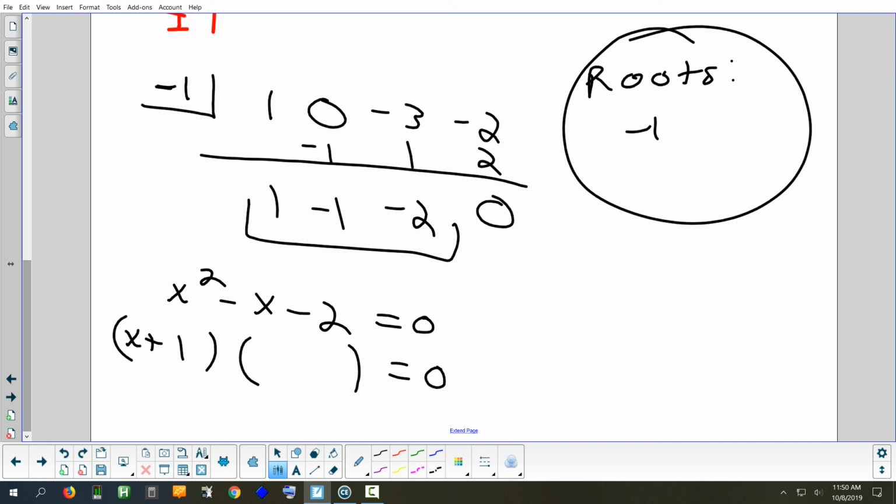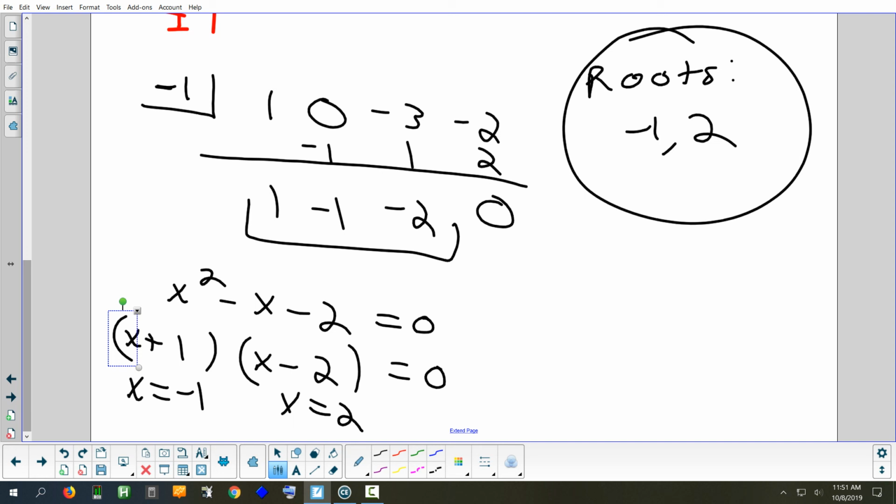X plus 1 and x minus 2. Let's check x squared minus 2x plus 1. So you get an x plus 1 and an x minus 2. And now you get x equals -1. That's a root. X equals 2. That's a root. And I told you -1 looked like a double root because it went up and touched it and bounced away. So your roots are just -1 and 2.